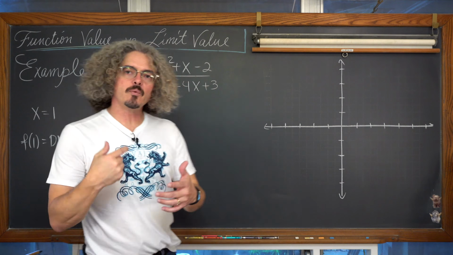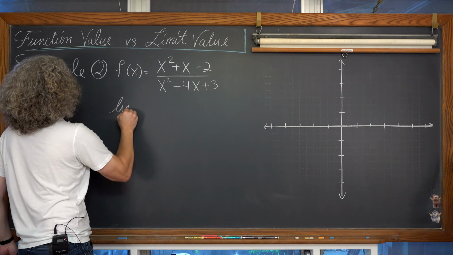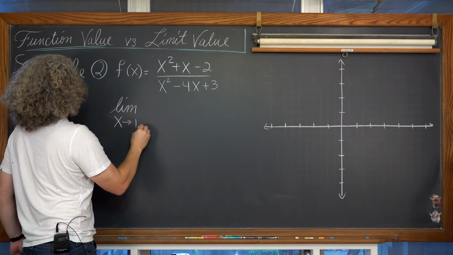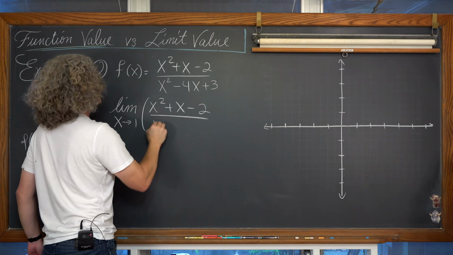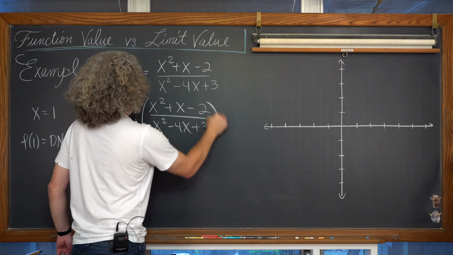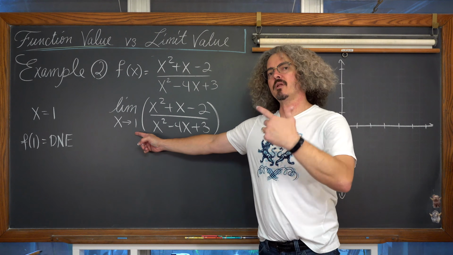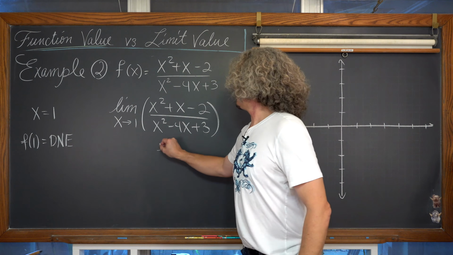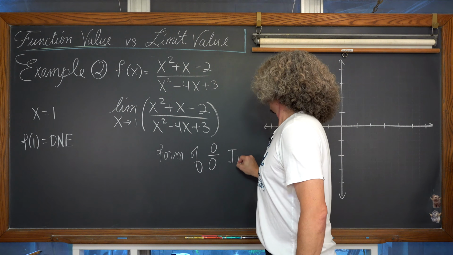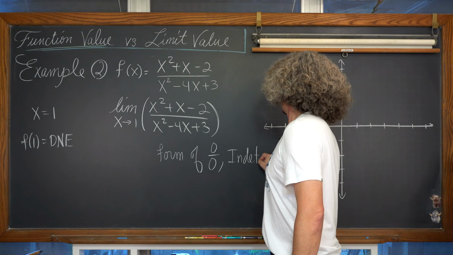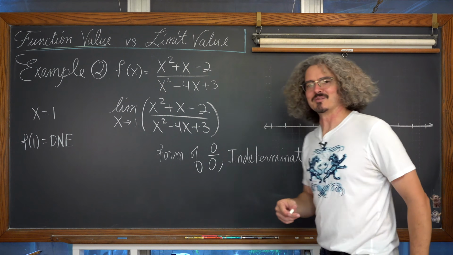Now, when we go to evaluate a limit, and it's that idea of approaching, the limit as x approaches 1 of x squared plus x minus 2 over x squared minus 4x plus 3. Now, I'm not going to take the time to write in the fact that I'm trying to plug in a value of 1, but this is going to be in the form of 0 over 0. That is indeterminate, which I can't remember if there's an E at the end of that or not, to be honest.